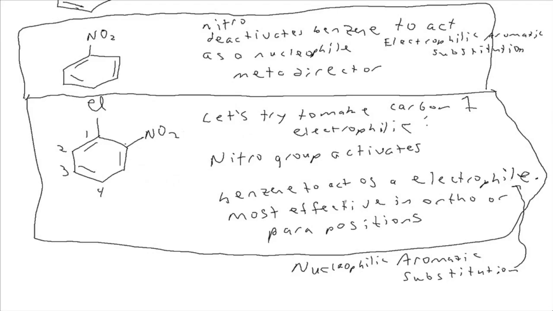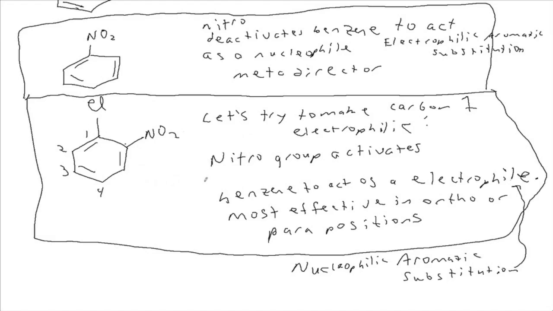But in nucleophilic aromatic substitution, the nitro group makes the ortho and para positions more likely to react. Okay. Again, I just wanted to point out a slightly confusing terminology. When the benzene acts like a nucleophile, the reaction is called electrophilic, because the other molecule is electrophilic. And when the benzene acts like an electrophile, the reaction is called nucleophilic aromatic substitution, because the other molecule that we haven't been showing would be nucleophilic.